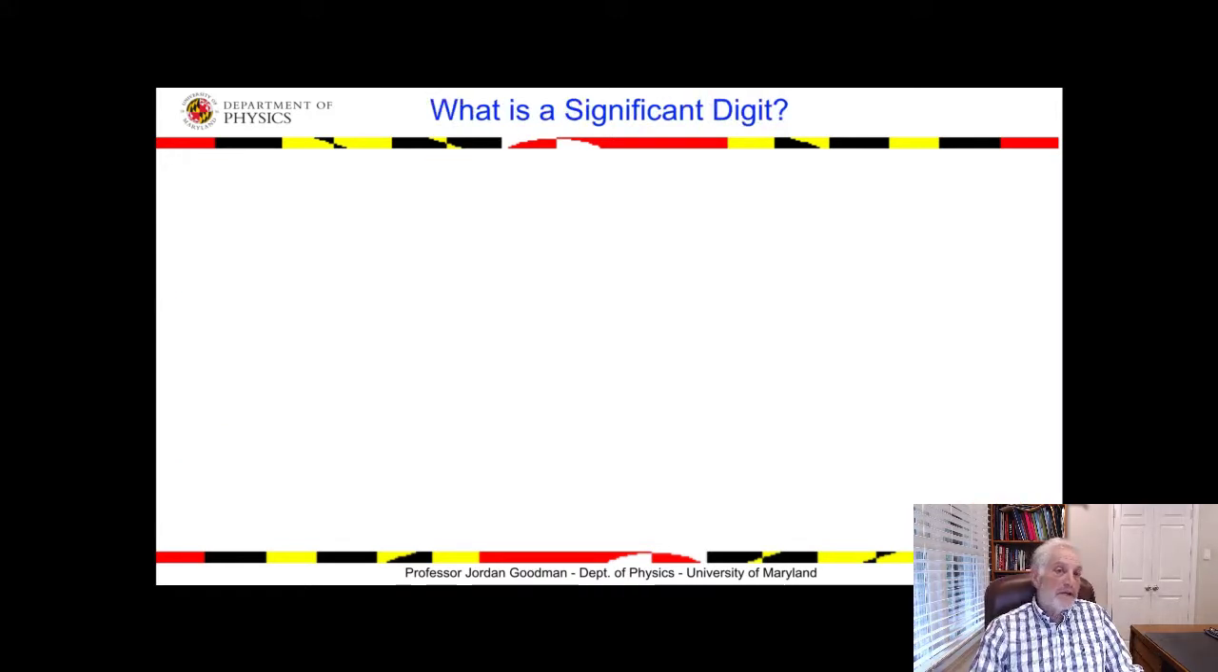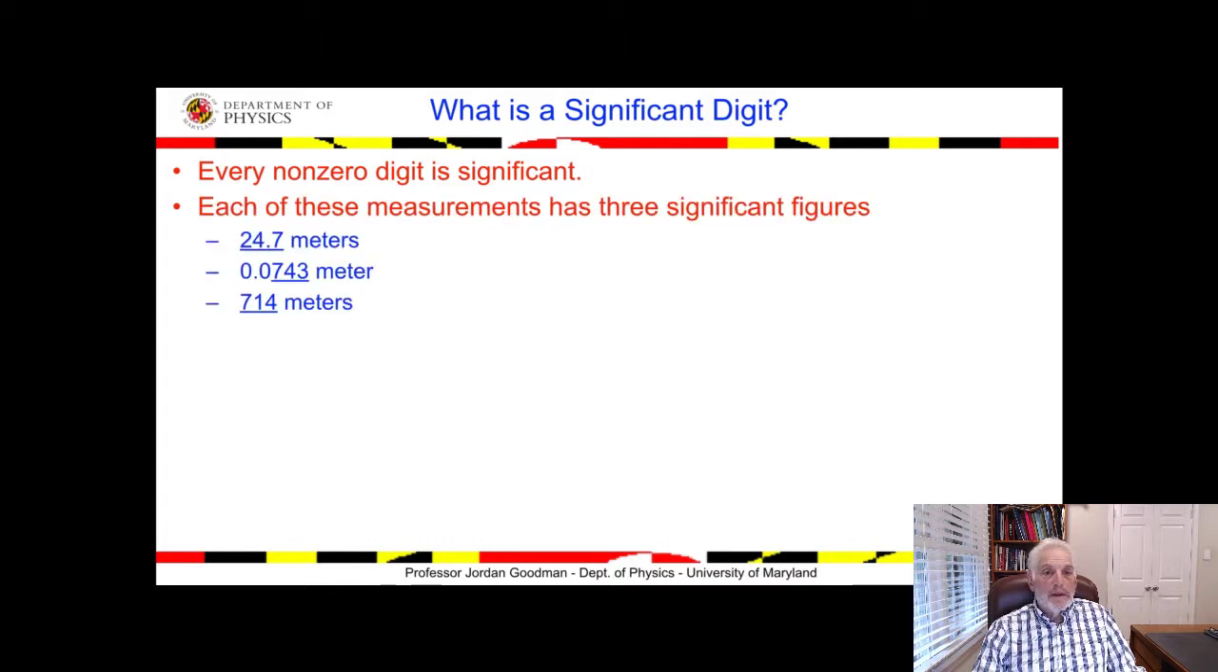Okay, so what is a significant digit? Well, every non-zero digit is significant. In these examples I'm showing here, in each case there are three significant digits, or three significant figures. When you look here at 24.7 meters, each of these numbers is significant. In the second case, 0.0743, there are also three significant digits because there are three non-zero numbers, 743. In the case of 714 meters, again, we have three significant figures.